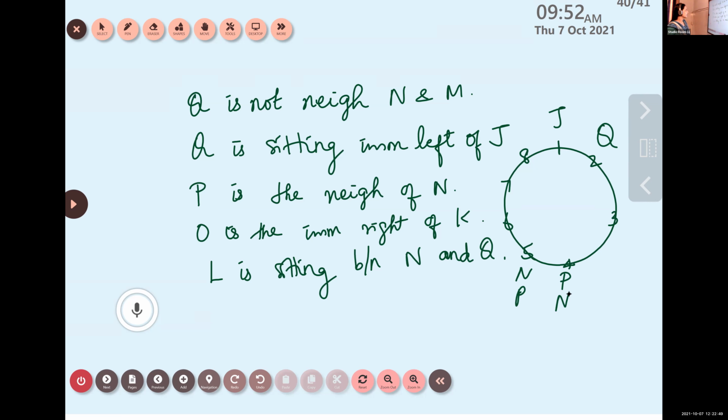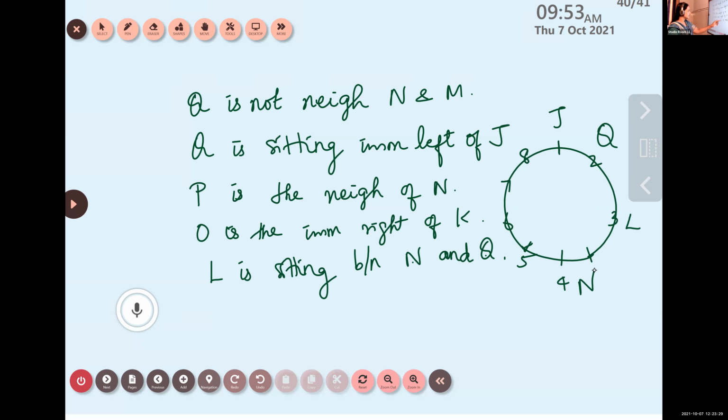Then O is the right of K. And what is given? L is sitting between N and Q. So I think we can arrange the seats now. Asana, based on the last point, can you arrange it? L is coming between N and Q. Already we have placed Q, so N will be coming here. Is it correct? Now we have filled it. Asana, Pranav.